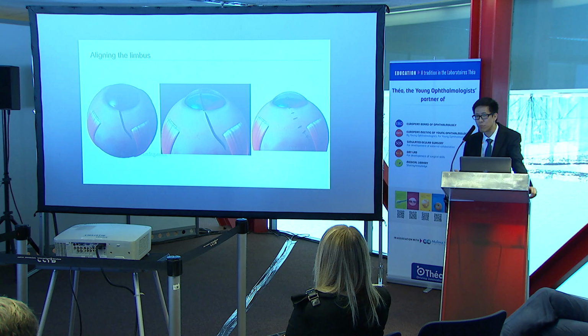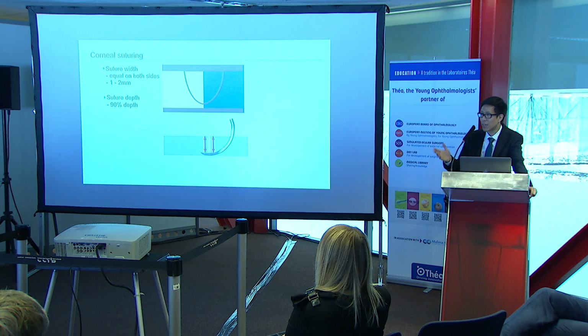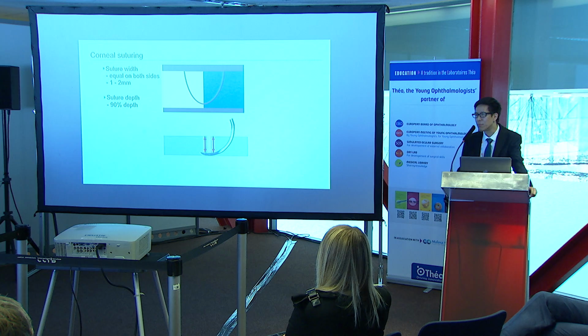And we talked a little bit about this in the wet lab. I see that quite a few people went to the wet lab. So you should know that when you put the suture, let's say in the cornea, for example, you want to have equal width on both sides. You put it maybe 1 to 2 millimeters, depending on how wide the wound is. You put it at 90% depth of the cornea. And this is the perfect way.